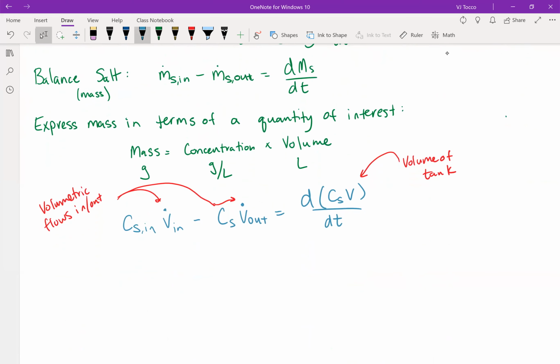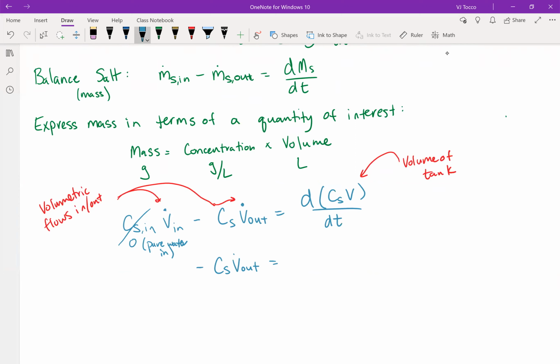All right, what's next? This is now a differential equation that I can solve, and I can start plugging things in. So concentration of salt in is equal to 0 because I have pure water coming in, and therefore it doesn't have any salt in it. So that is going to kill the entire first term. I'm going to keep the second term as minus CS times V out.